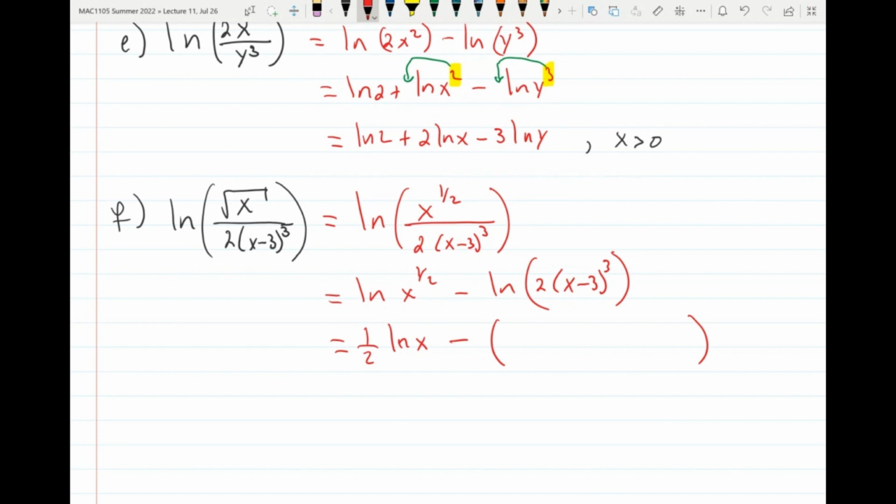Otherwise, you could write minus ln of 2 plus ln of x minus 3 cubed, and then that's wrong, because that plus that comes up here will turn out to be a negative really. Do you understand this? So you have to be careful. So, if you use the property, just put it inside a parenthesis so that it's clear what's going to happen.